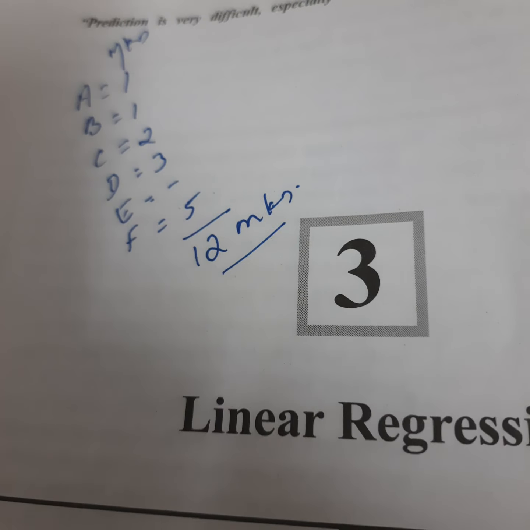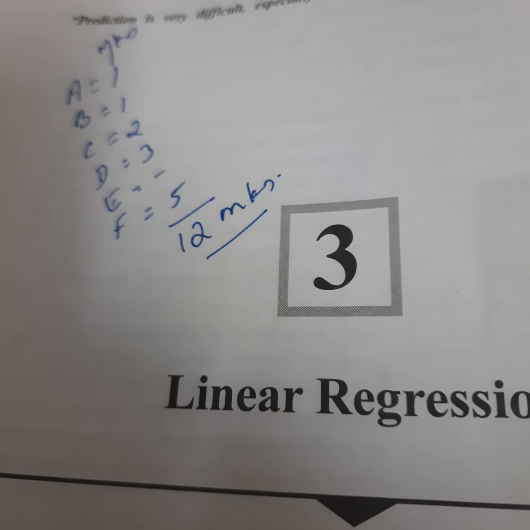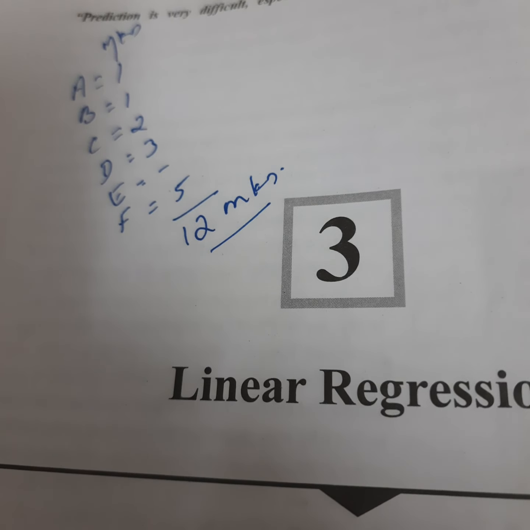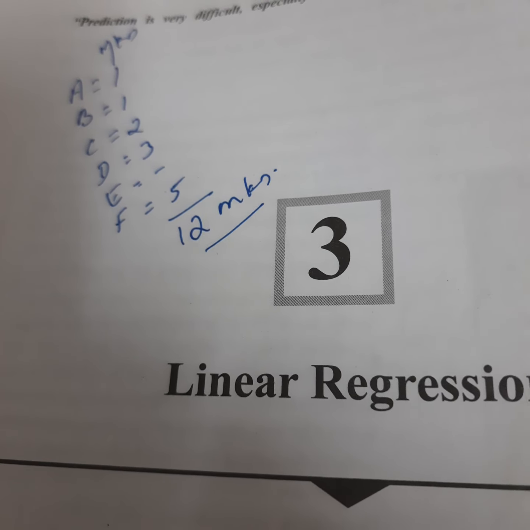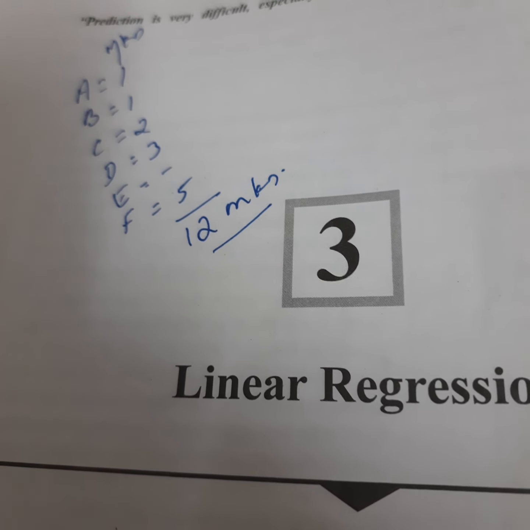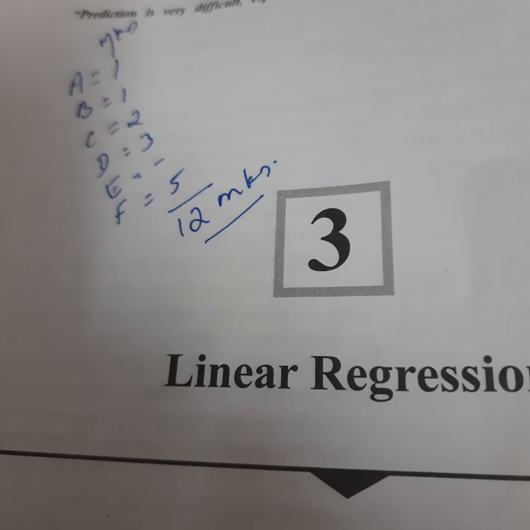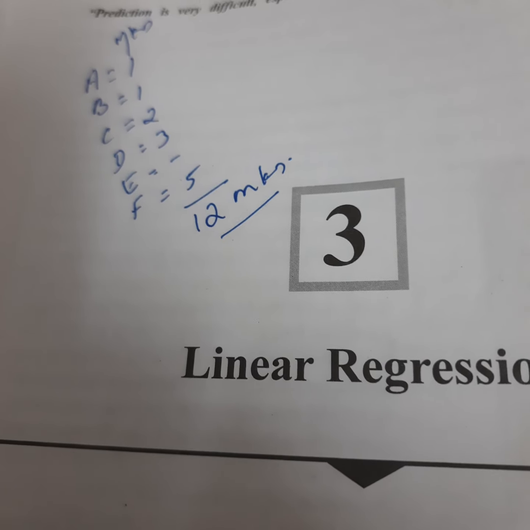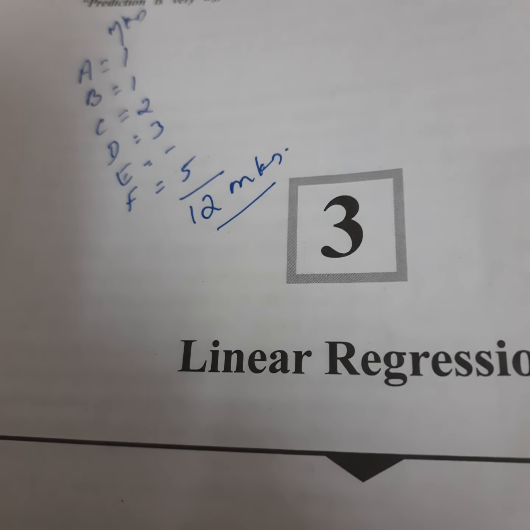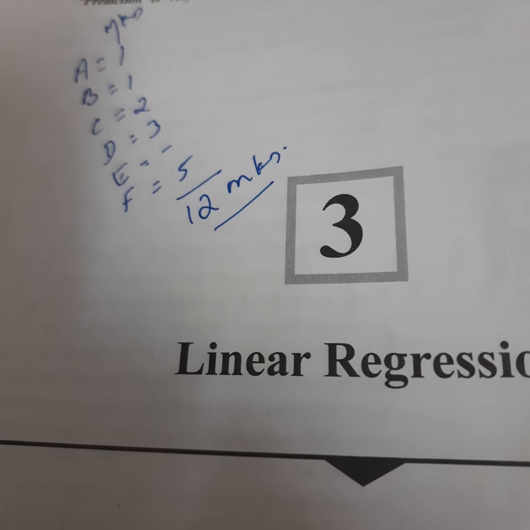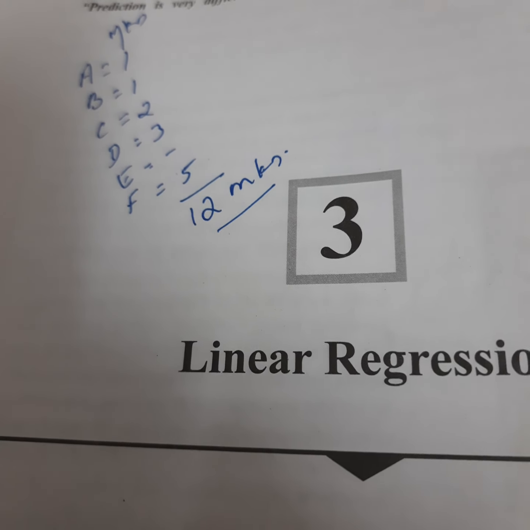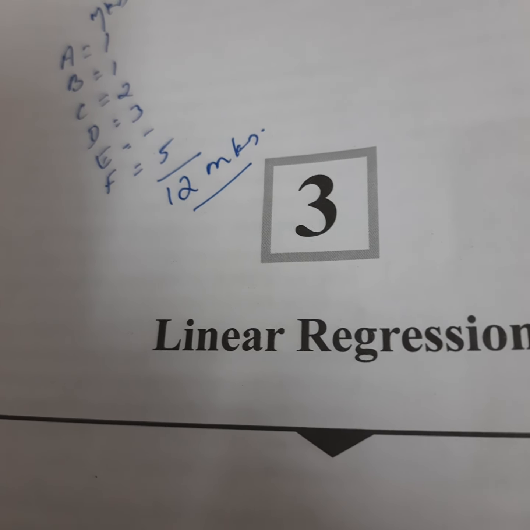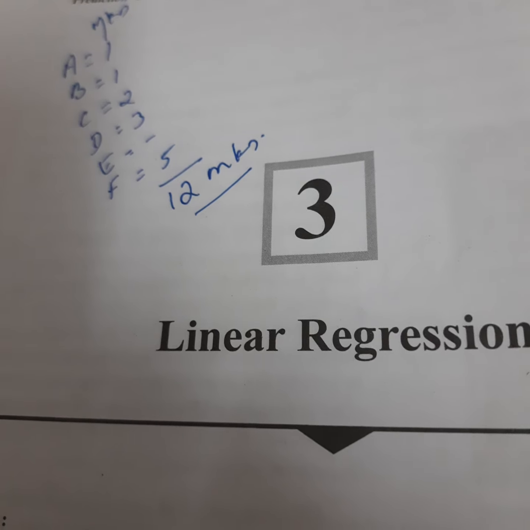The first question is from section A, carrying 1 mark. Another one from section B, also for 1 mark. Section C carries 2 marks for this chapter. This can be either a theoretical question or a practical question. Section D is for 3 marks, and section F carries 5 marks from the chapter linear regression. So a total of 12 marks you can get.